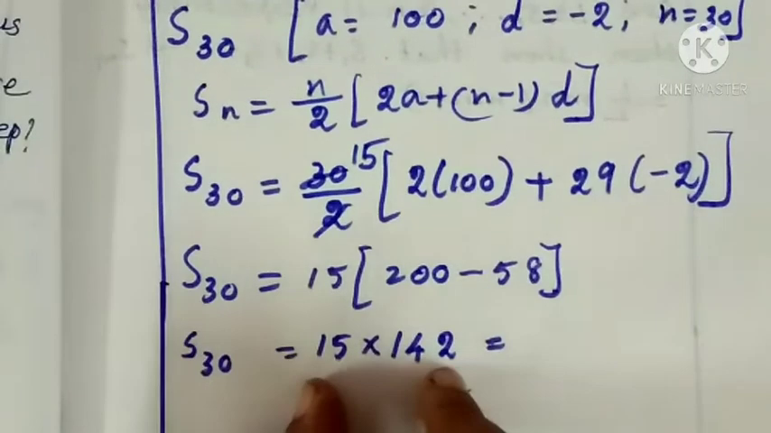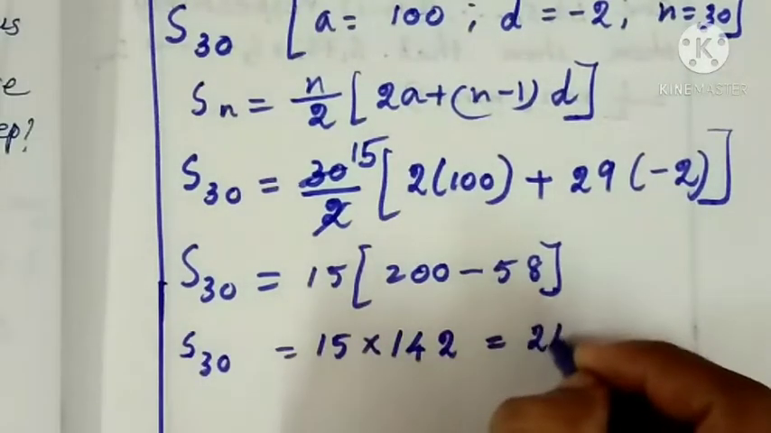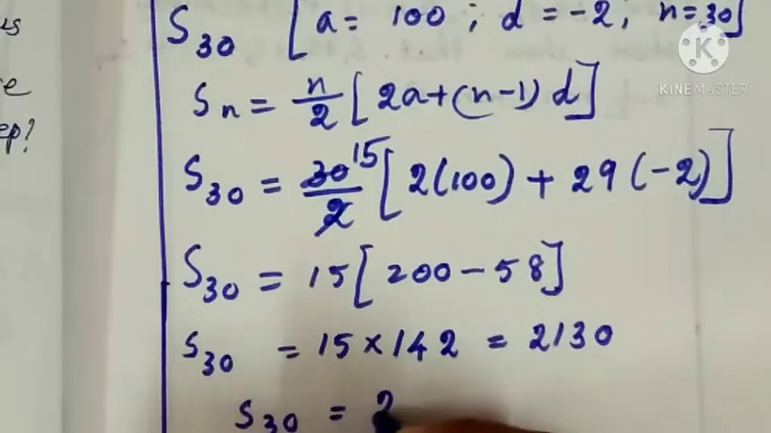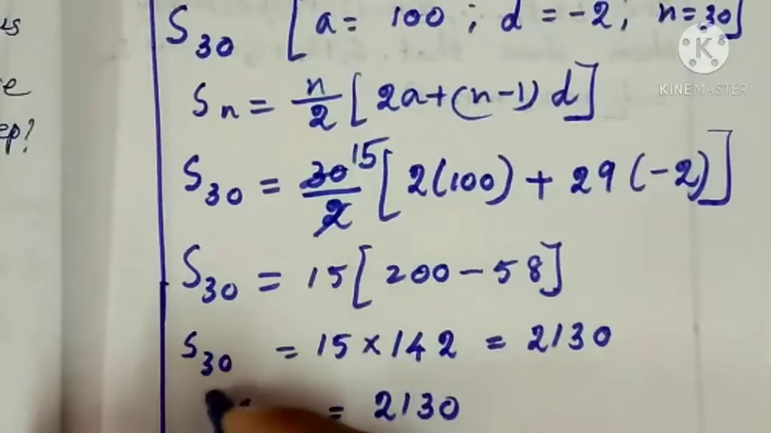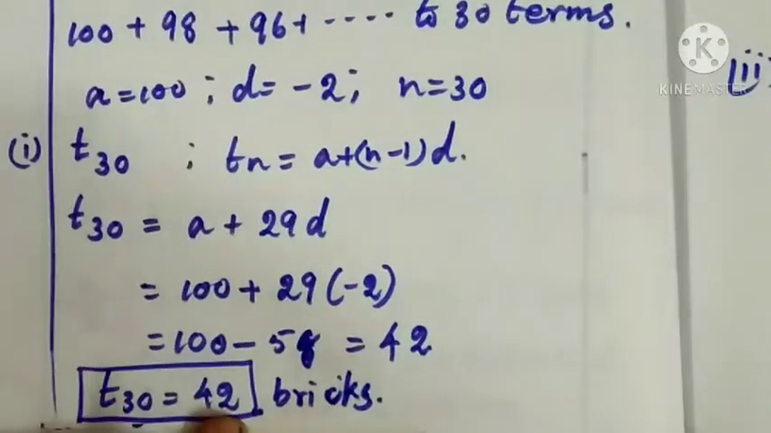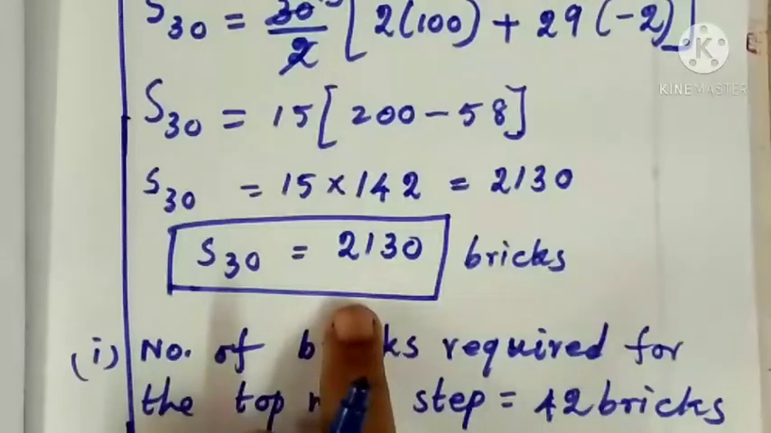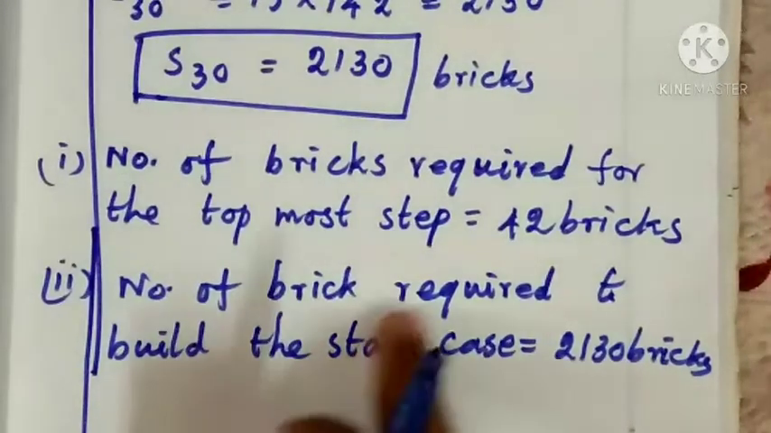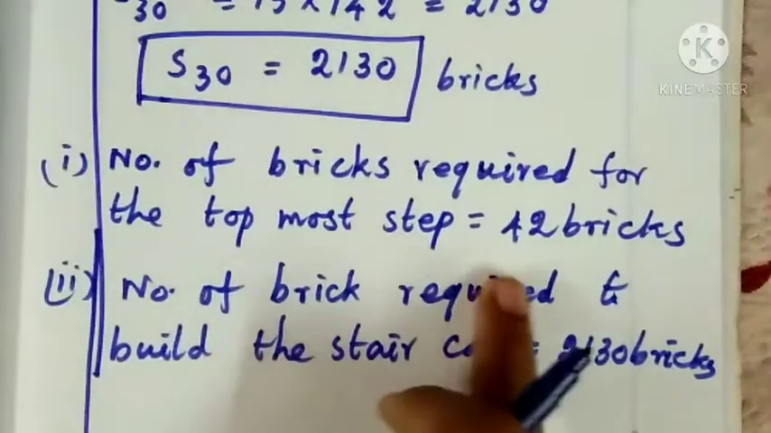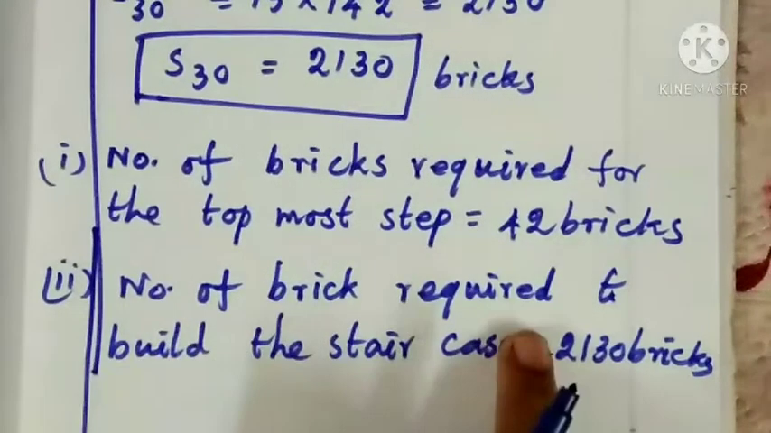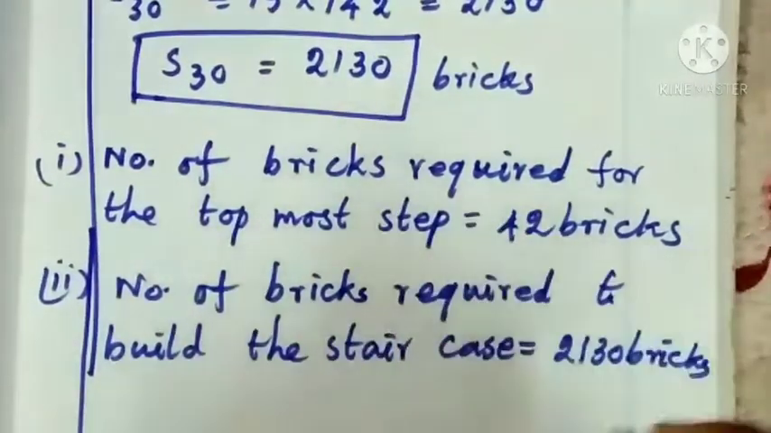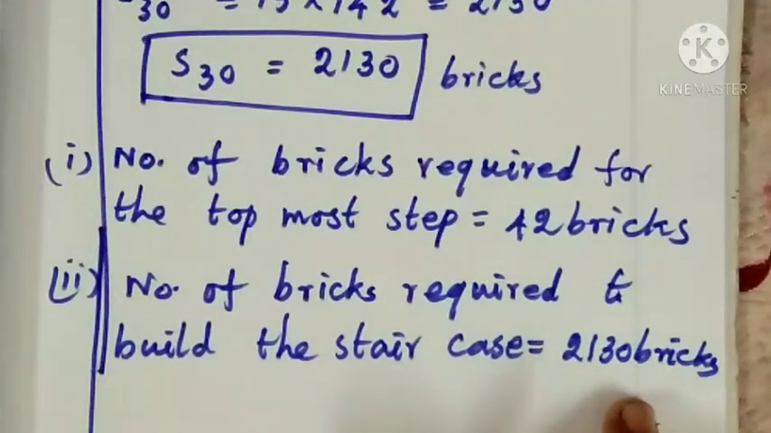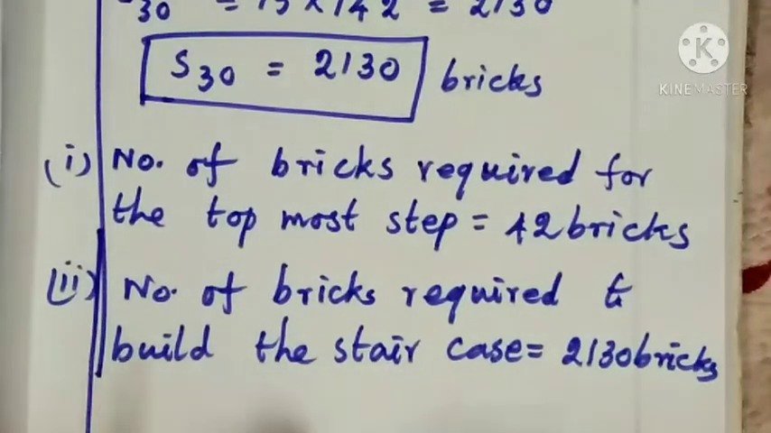Now, you have to multiply this, and we get 2130. Therefore, the value of S30 is equal to 2130. Take down and write the answer for the first subdivision, answer for the second subdivision. That is, the number of bricks required for the topmost step is equal to 42 bricks, and the number of bricks required to build the staircase is equal to 2130 bricks. This is the answer for this question.